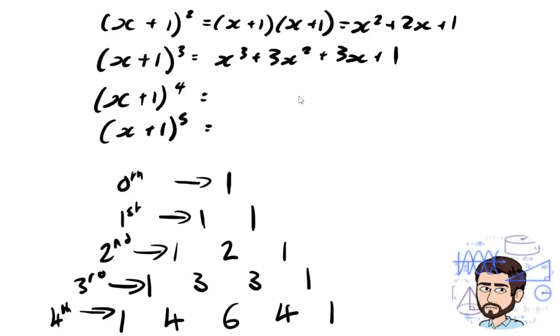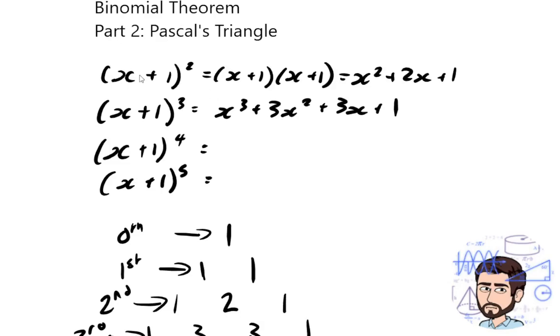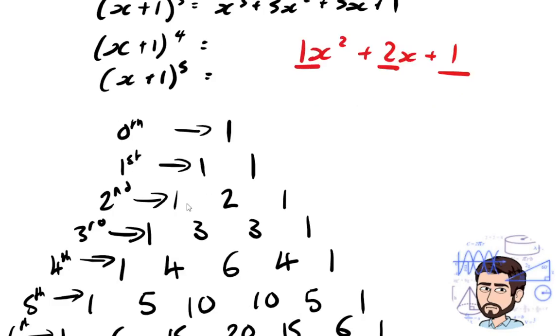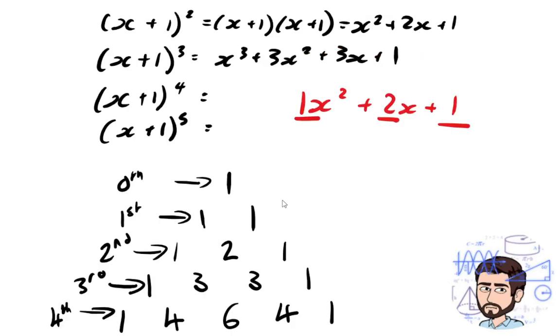Well, if we go back up to the top, you might see a little pattern here. x plus 1 squared is x squared plus 2x plus 1. In other words, it is 1x squared plus 2x plus 1. 1, 2, 1. And you might then notice that the second row in Pascal's triangle is 1, 2, 1. Well, maybe that's just a coincidence. Maybe that's just a one-off. Well, let's have a look at the next one.